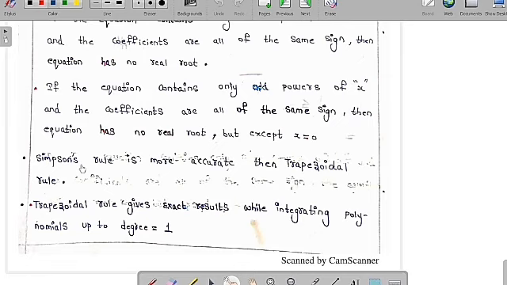It is always less than 1, therefore we can say this gives less error when compared to trapezoidal. The trapezoidal rule gives exact results while integrating polynomials up to degree 1. So that is the reason I have told you we have to prefer the trapezoidal rule only for a polynomial of degree 1, but not more than that. Up to that only it can give the exact results.